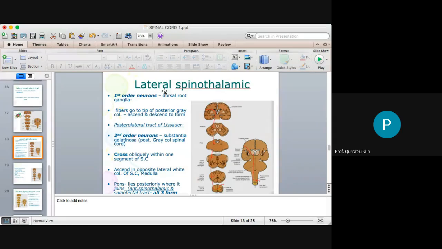That is written here. The pathway of the lateral spinothalamic tract: the first order neurons are in the dorsal root ganglion and the receptors are the free nerve endings, and the fibers reach the tip of the posterior gray horn.